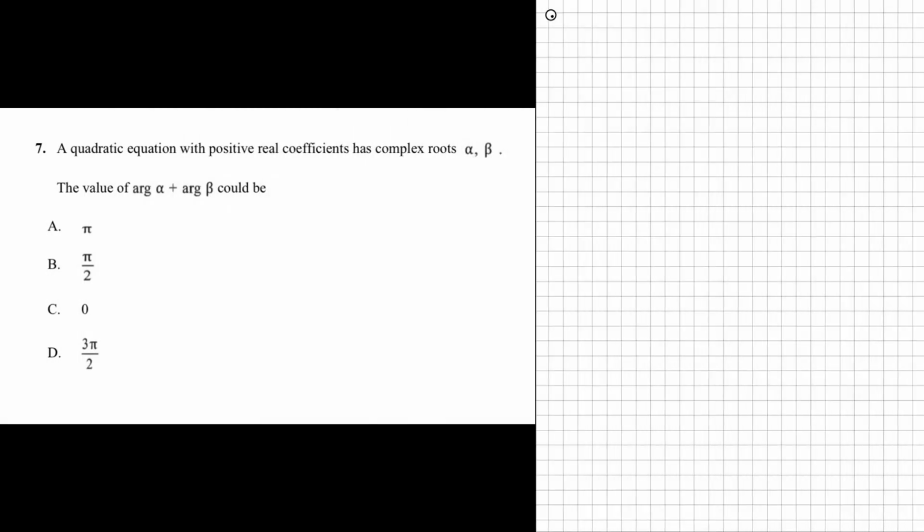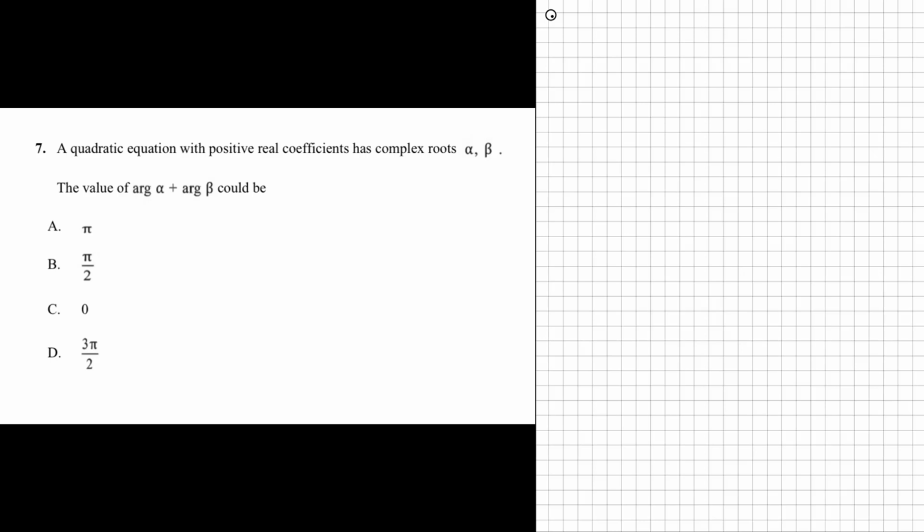Hi everyone, today I'm taking a look at this complex numbers question where we're told a quadratic equation with positive real coefficients has complex roots alpha and beta. The value of arg alpha plus arg beta could be, and then we've got these four options A, B, C, D, being pi, pi on 2, 0, and 3 pi on 2. So let's work through and see what we get.